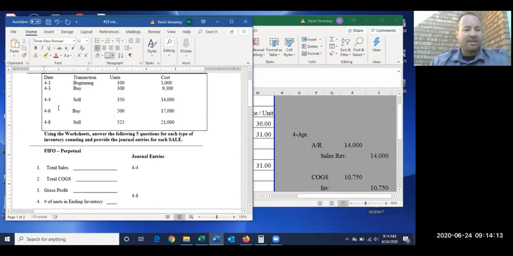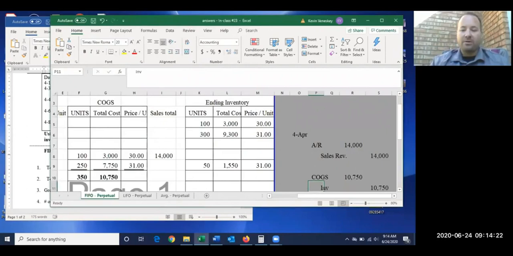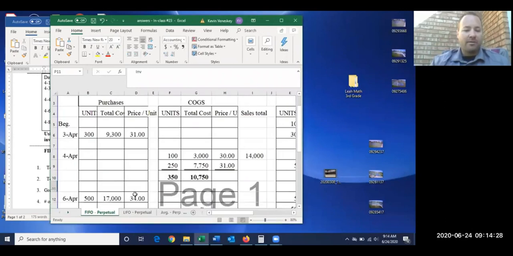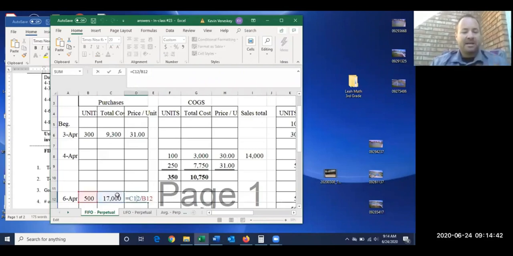All right, let's continue this example. We have 50 items left, so we need to go back and buy some more before we have our next sale. So on 4.6, we buy 500 more items. When we buy 500 more items, we put that over here in our purchase category. 500, and this time I know the total cost. The only thing I don't know is the cost per unit, and that's where we just use our formula, taking the cost divided by the number of units.